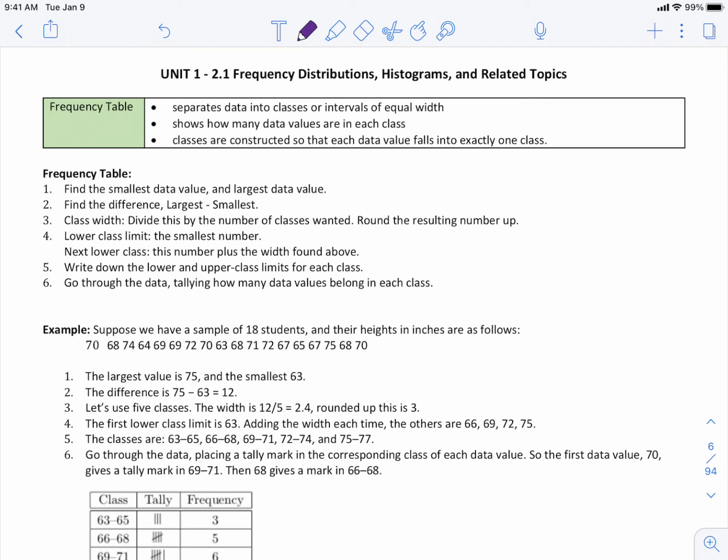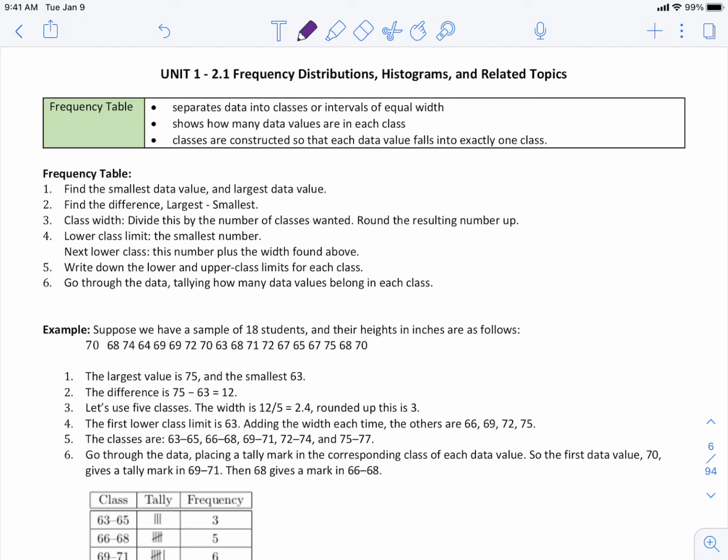Everyone. Today we're doing notes on 2.1 frequency distributions, histograms, and related topics. So frequency table, this separates data into classes or intervals of equal width. It shows how many data values are in each class. Classes are constructed so that each data value falls into exactly one class.